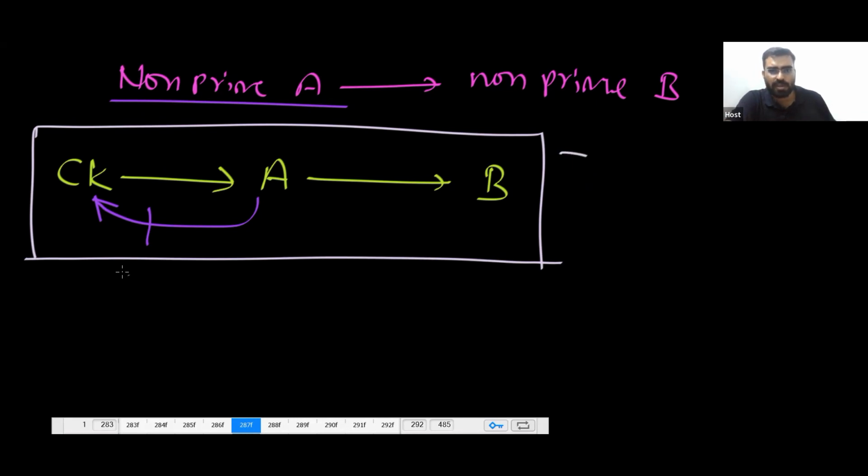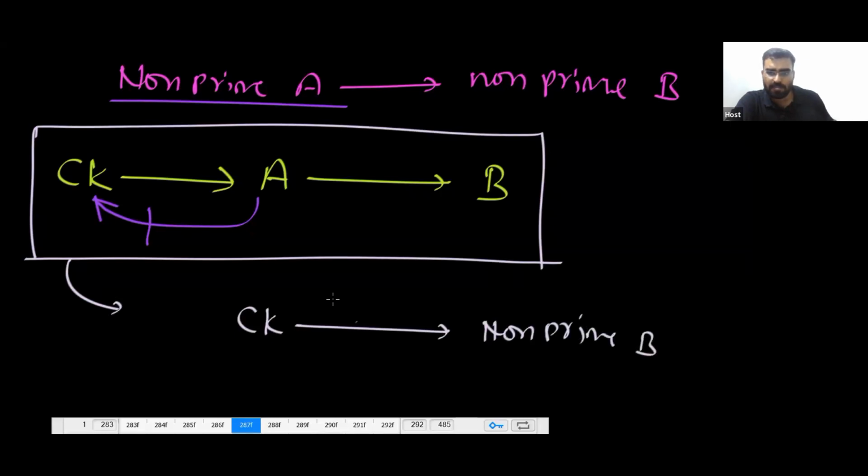So here, who is transitive? Tell me. Here I can say candidate key, and this is non-prime B, and this is a transitive dependency.